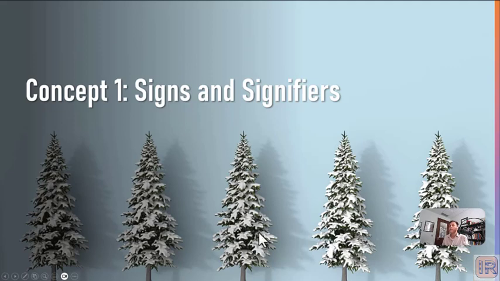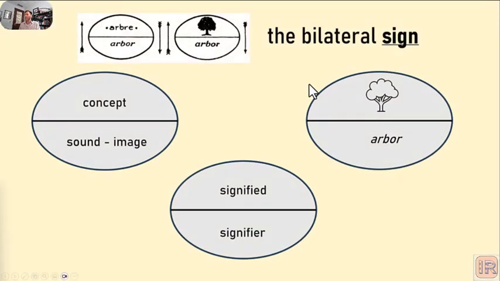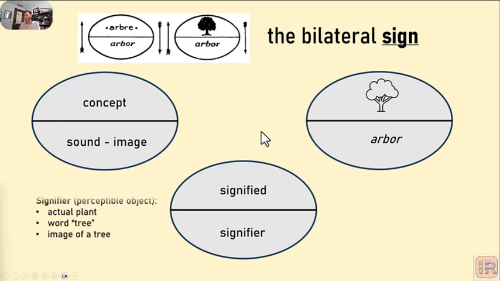So let's begin by looking at concept number 1, signs and signifiers. It's time to talk then about the bilateral sign. Every sign consists, as we discussed already, of a signifier and a signified. And the signifier can be a sound or an image, and the signified we can think of as a mental concept. The signifier is a perceptible object. It might be an actual plant, a little bonsai tree, or you look outside your window and see a tree and think tree.